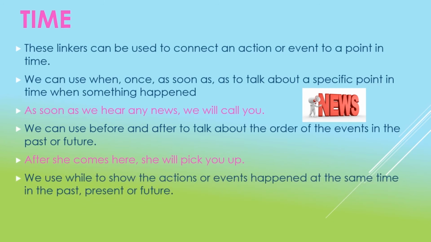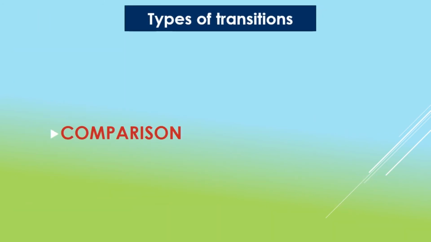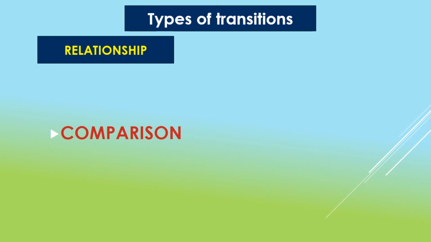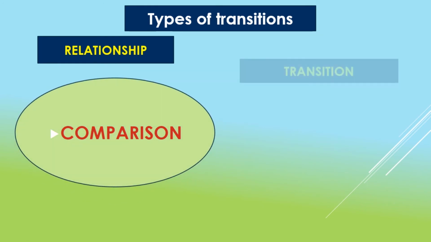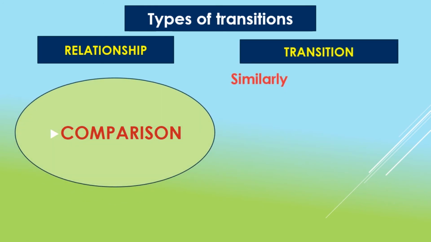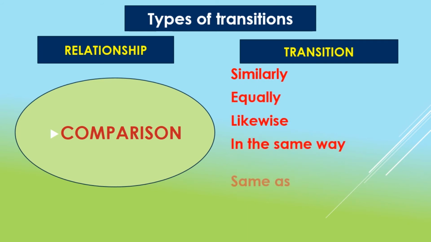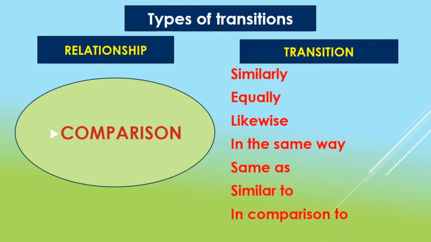We use while to show the actions or events happened at the same time in the past, present, or future. They were talking while the teacher was explaining the activity. The comparison. Another type of transitions is comparison. The transitions are similarly, equally, likewise, in the same way, same as, similar to, in comparison to.